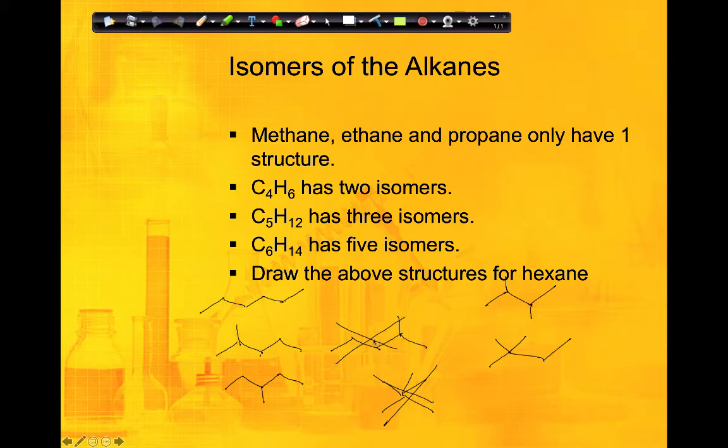So 2 things to watch here. Make sure you're not drawing the same structure again. Name them. And then the second thing is make sure that the isomer that you're drawing is actually possible. Do you have too many bonds? Do you not have enough atoms? Make sure.